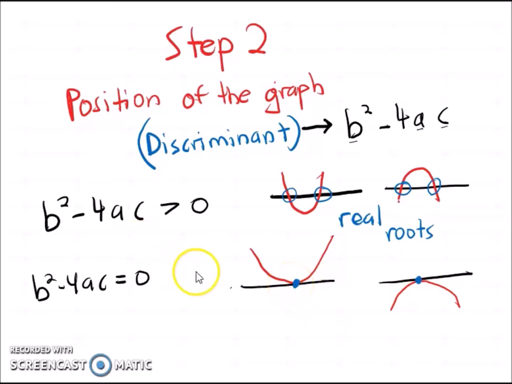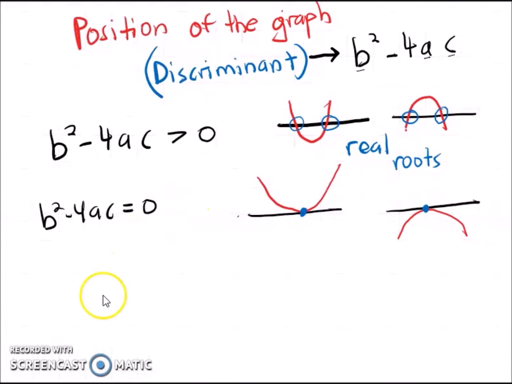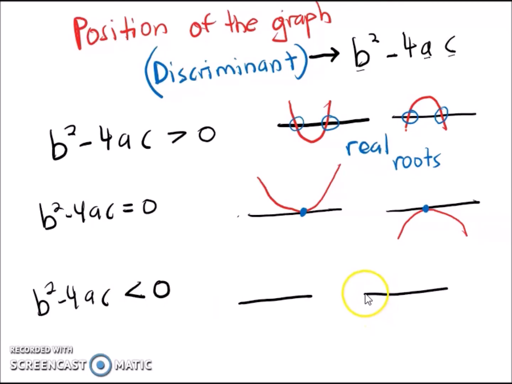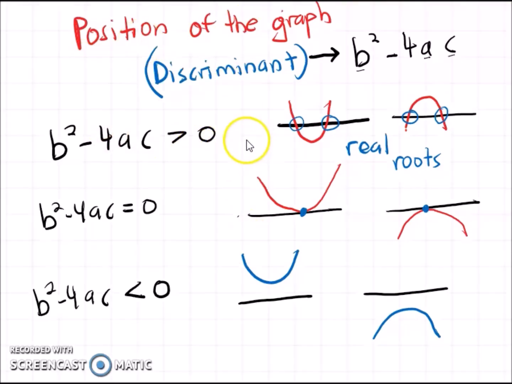Now let us look at the last one. If your discriminant is less than 0, I put less than 0, you'll be having the graph not touching the x-axis, like this. It's not touching, okay? And here you won't be touching the x-axis either. This is very important for you to determine the position of the graphs. Okay, this is step 2.